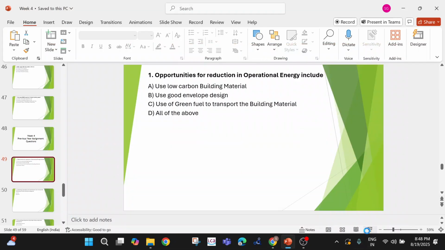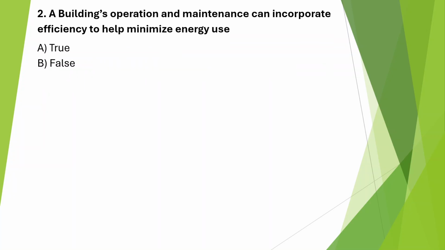So let's see the second question. A building's operation and maintenance can incorporate efficiency to help minimize energy use. Is it true or false? With the help of efficient building operation and maintenance, can you help to minimize energy use? Let's see how many of you can answer it correctly. Out of the two options, you have to opt for any one of them, and let's see.